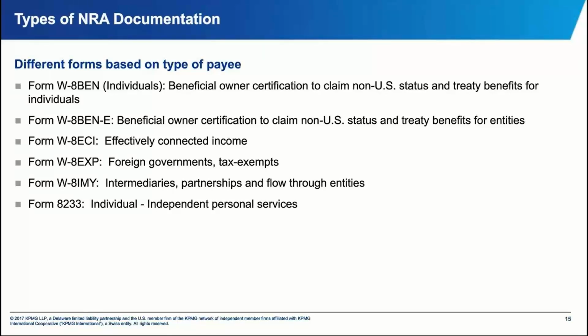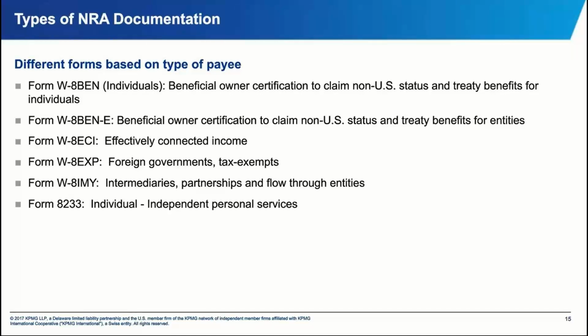And then the next form is the W-8 IMY. This is where you're talking about the payee versus a beneficial owner. This is going to be provided by someone who is a payee, so a non-U.S. intermediary. They're acting as an agent or nominee for someone, or a partnership or other flow-through entity, so a simple trust or a grantor trust that's non-U.S. They would use this W-8 IMY to convey to you that I'm not the beneficial owner of the income. I'm accepting it on behalf of the beneficial owner.